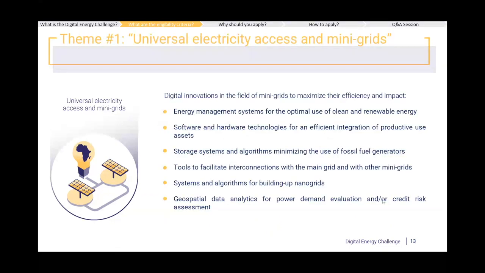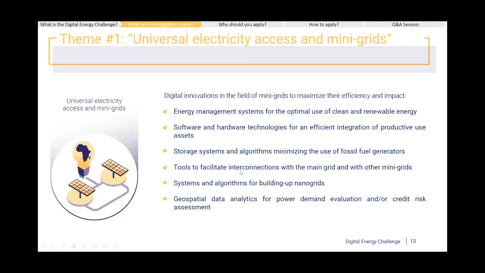So first, theme 1 is around universal electricity access and mini-grids. So basically, it covers all the digital innovations in the field of mini-grids. So there is a need of a link between mini-grids and your project. And this innovation should maximize their efficiency and impact and improve their operations. So here you can see some examples of what your project could relate to. Obviously, it's not exhaustive. There are probably some other cases, but we tried to give you a sense of what it means.